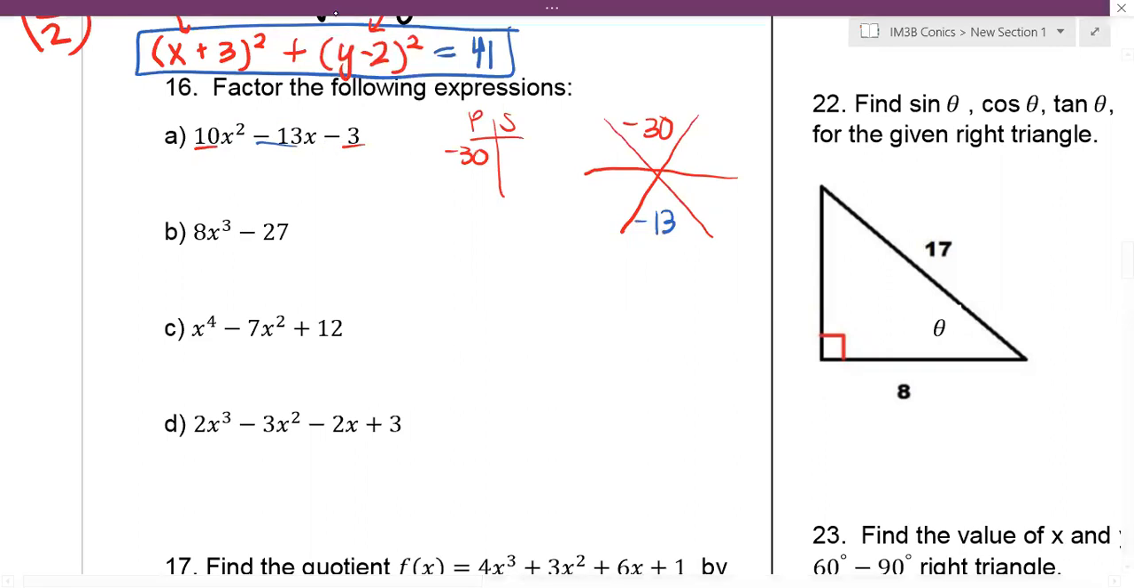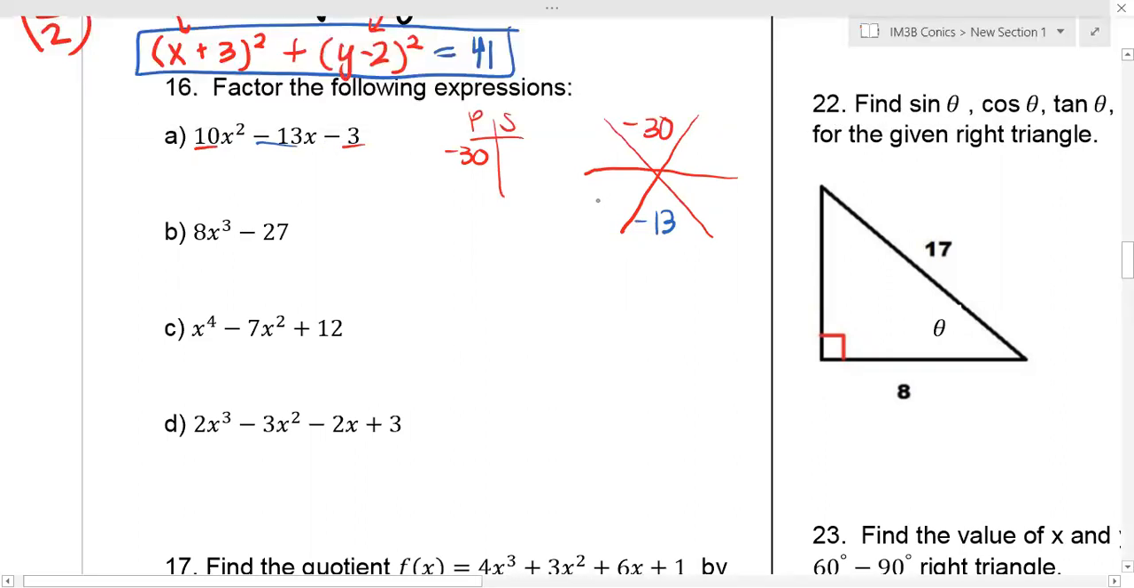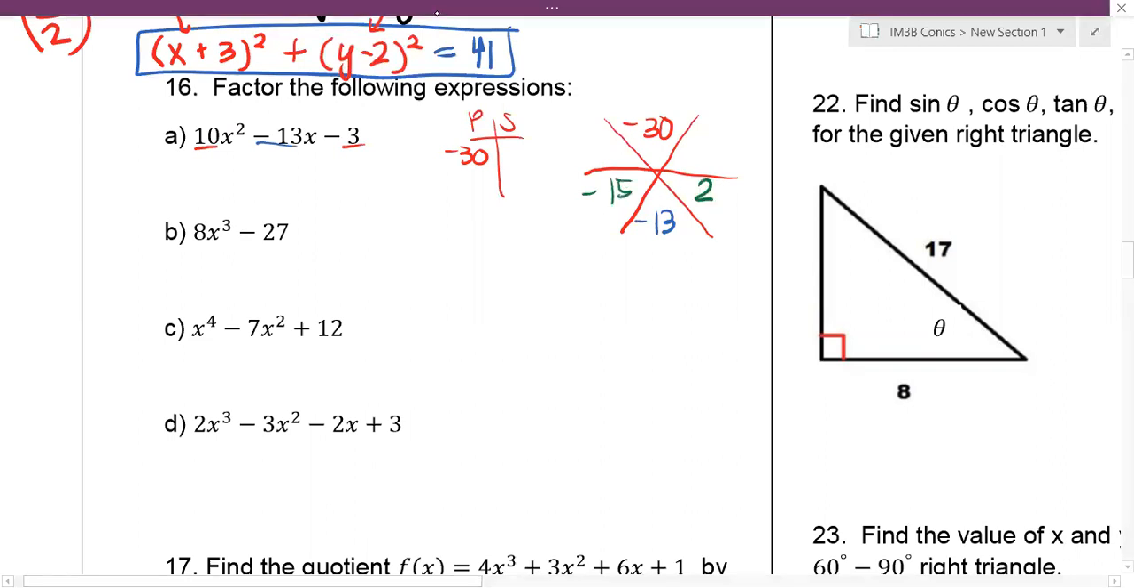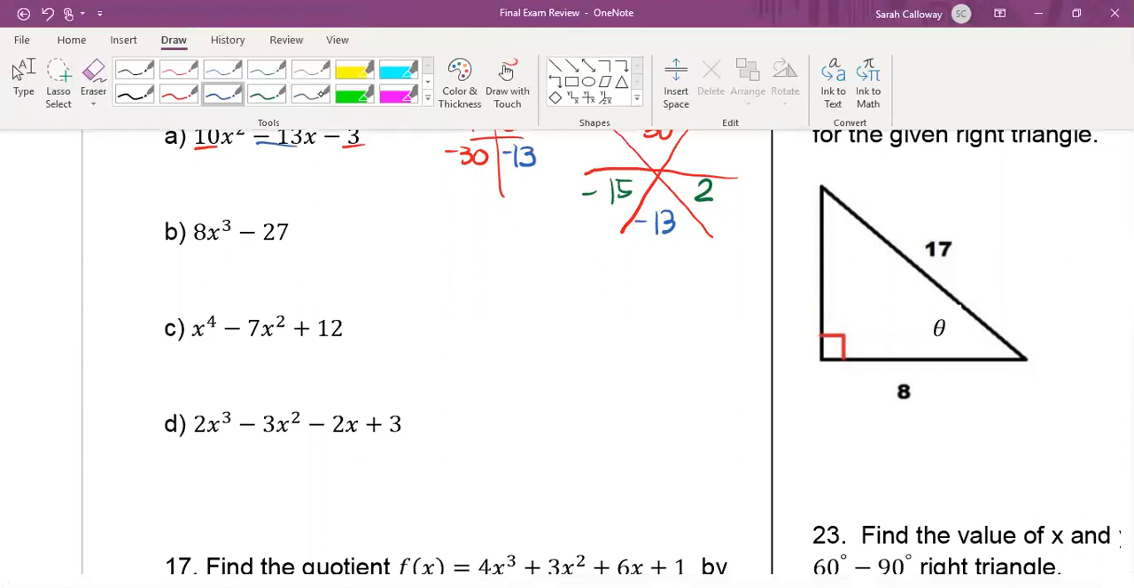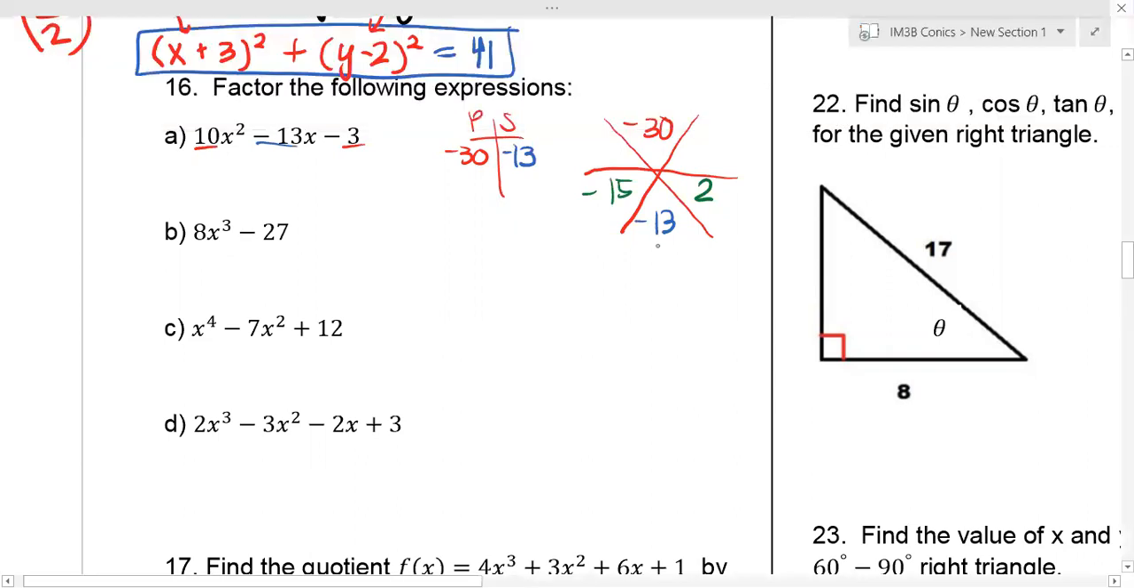So what will work though is -15 and +2. So -15 and +2 multiply to -30 and add to -13. So we have 10x minus 15 and 10x plus 2. Remember, the big idea here is we have to be able to simplify at least one of them, because 10x times 10x makes 100x squared, not 10x squared.